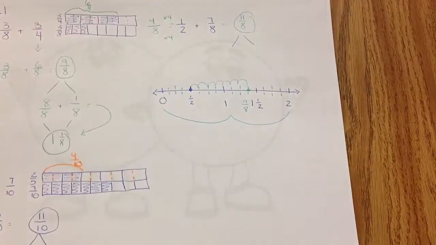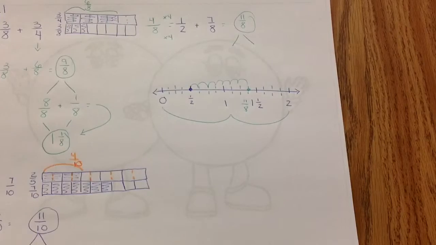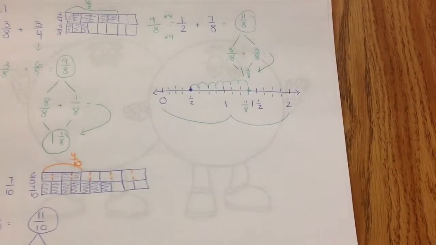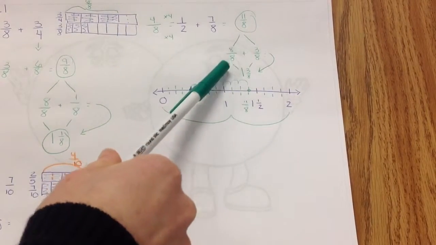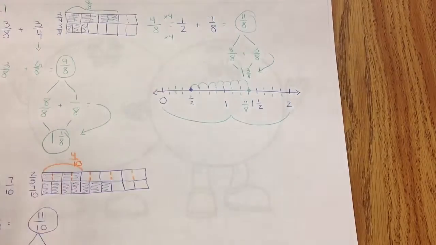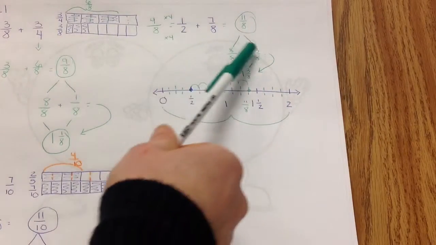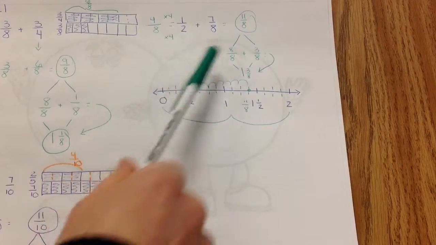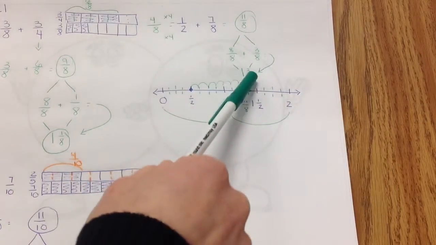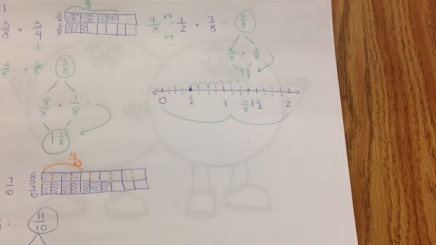Please break that down into a mixed number. You should have taken out your whole, which is 8/8. What's left out of 11? 3 more, because 8 plus 3 is 11. 8/8 is a whole. 3/8 is my leftover. That is my mixed number.